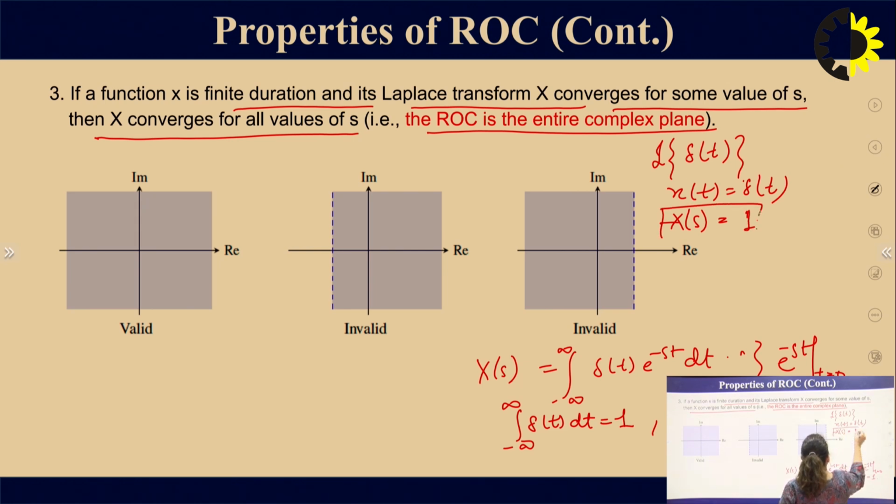So the Laplace transform of the delta function or impulse function is 1 here. So it doesn't have any pole. Obviously, it doesn't have a numerator or denominator part, and it contains the entire S plane. So for this, the ROC is the entire S plane.